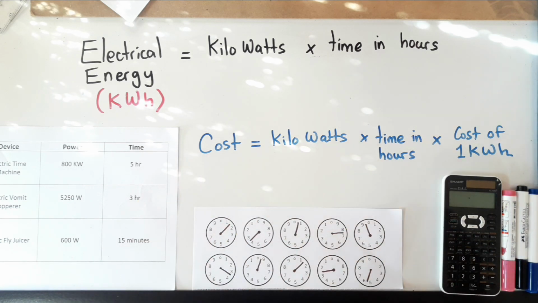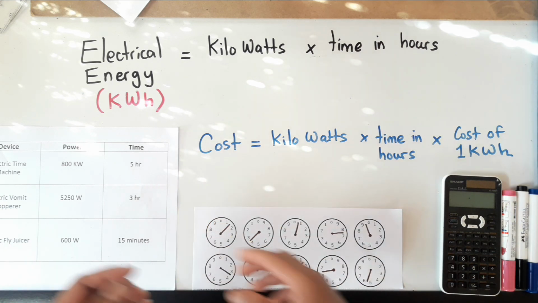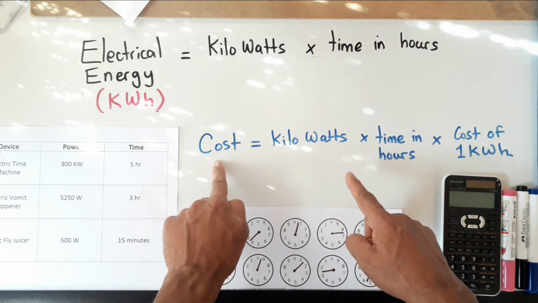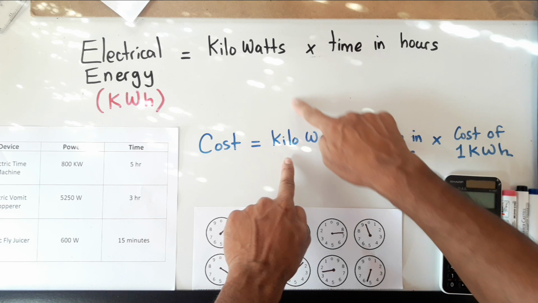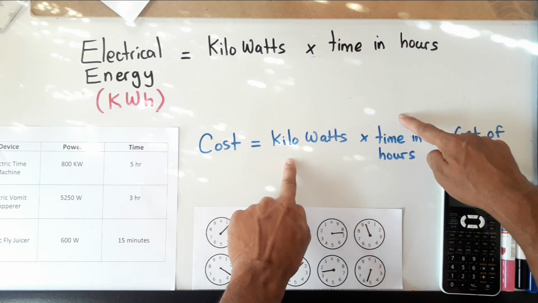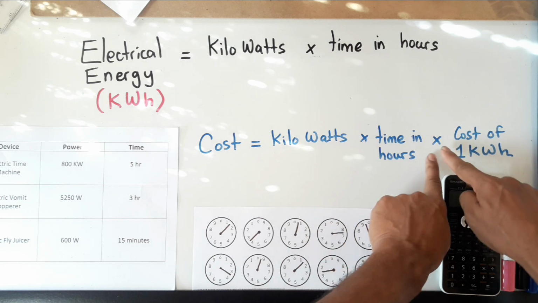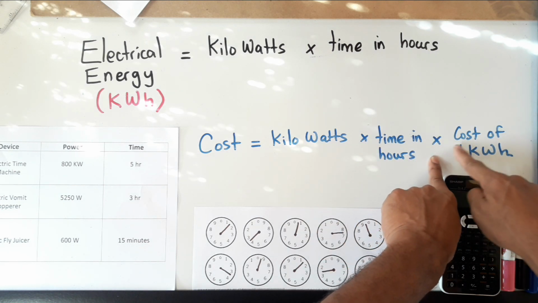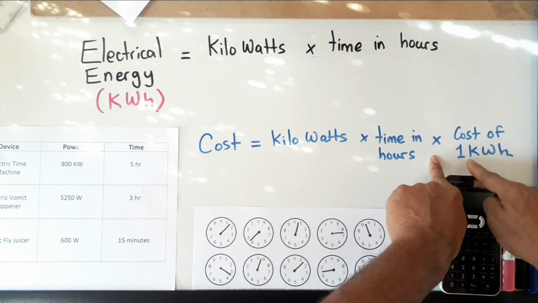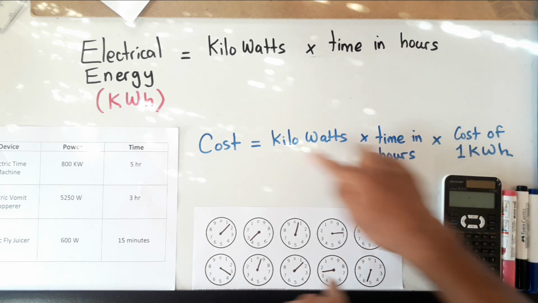For example, in your house, you use electrical energy, and at the end of the month or every 2 months, you have to pay a certain amount of money. So to calculate the cost, you notice that the kilowatt hours and the time in hours is the same. So it's the same formula from above. You just have to multiply it by the cost of each kilowatt. That's the only change to this formula.